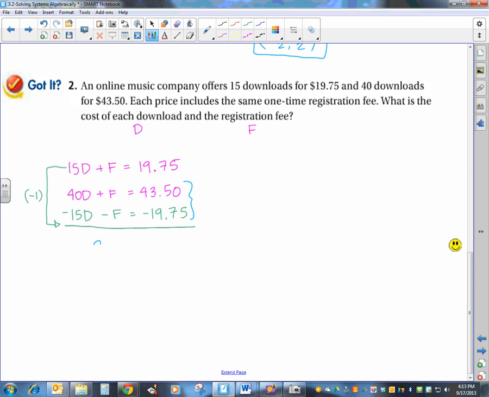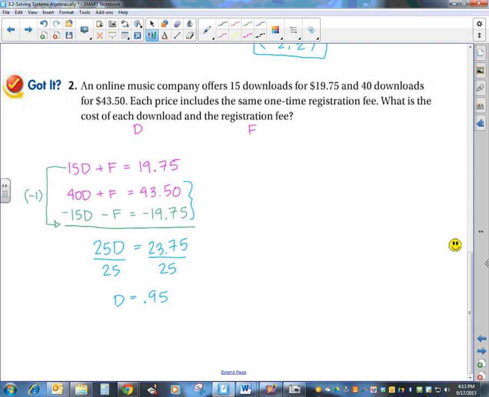When I combine them, 40 minus 15 is 25d. 4350 minus 1975 gives me 2375. And then we divide by 25, and d equals 0.95. So that tells me, well, I'm solving the system. Let's go back and answer the question. So we have d is equal to 0.95. So now I have to go plug it back in.